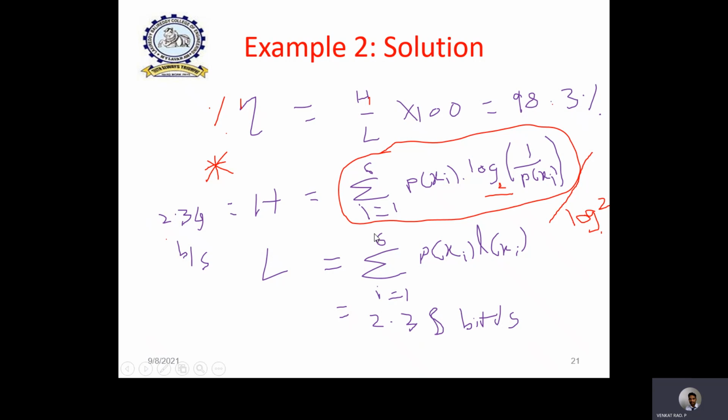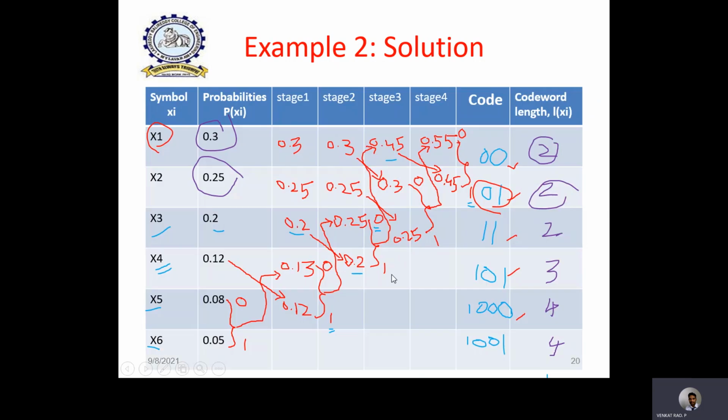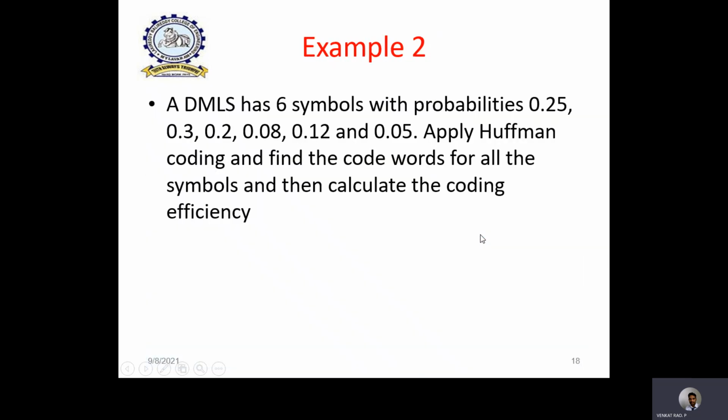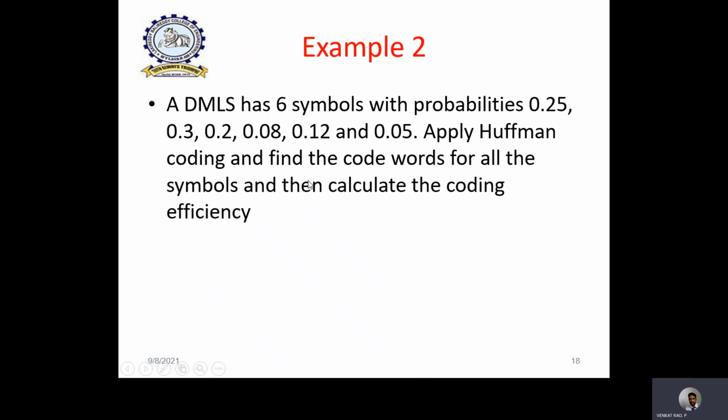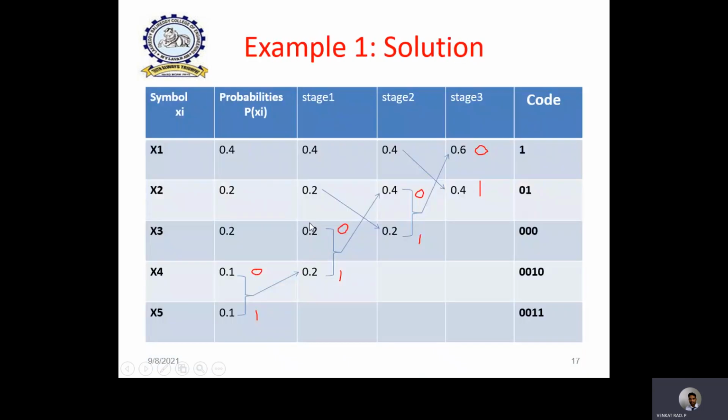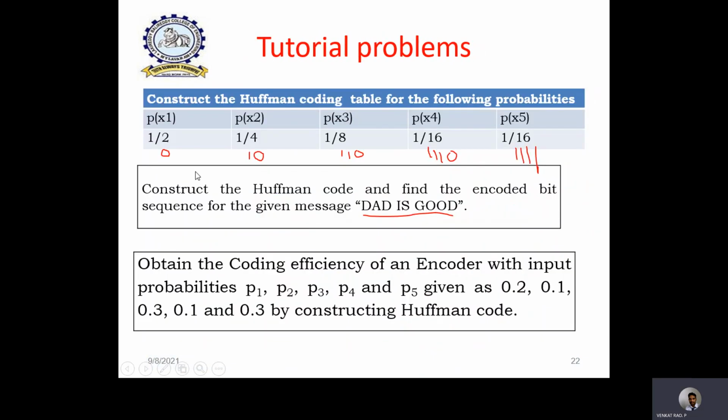But the most important thing is how to implement Huffman coding and how to find the code words. This is very important, so try to practice with more examples. You can take any number of symbols with probabilities. Try to implement Huffman coding as per the procedure that I have explained. And there are more examples you can see.